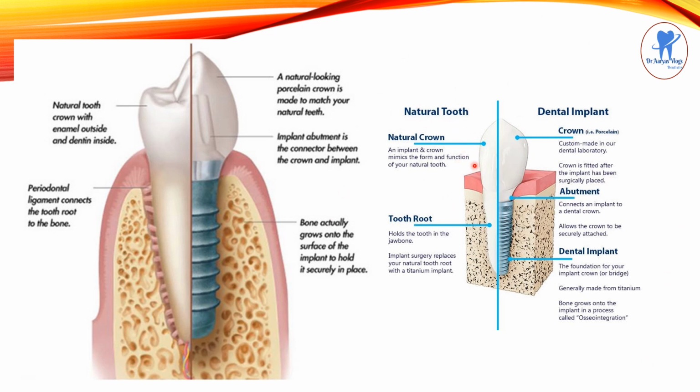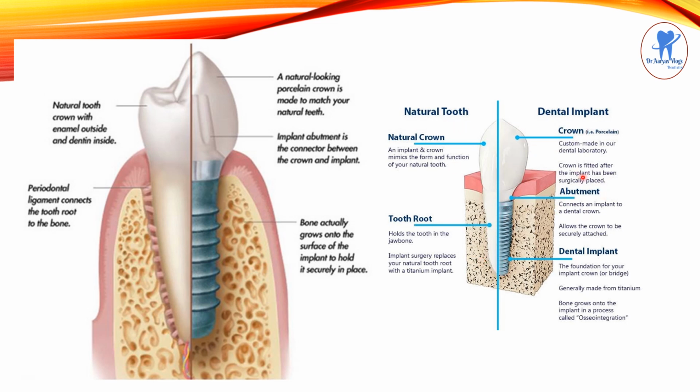And this is the natural tooth. This is the natural tooth crown. An implant and crown mimics the form and function of your natural tooth. And the tooth root holds the tooth in the jawbone. Implant surgery replaces your natural tooth root with a titanium implant.